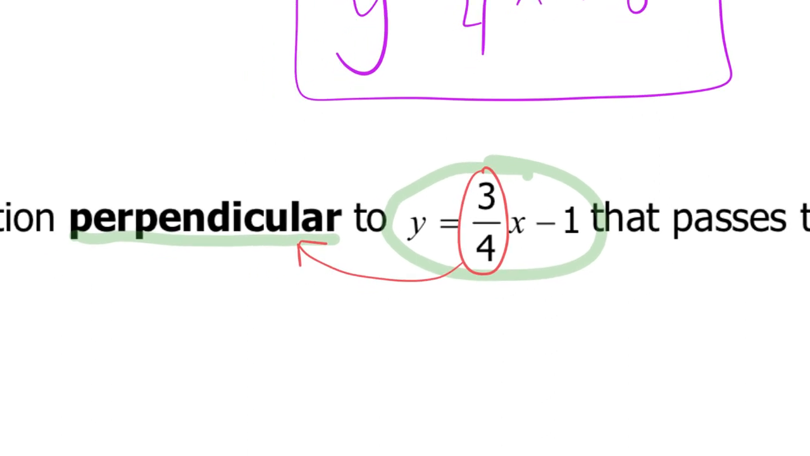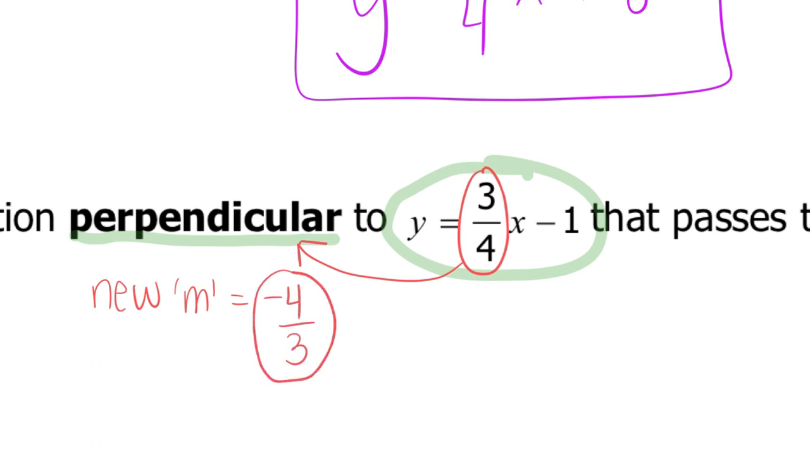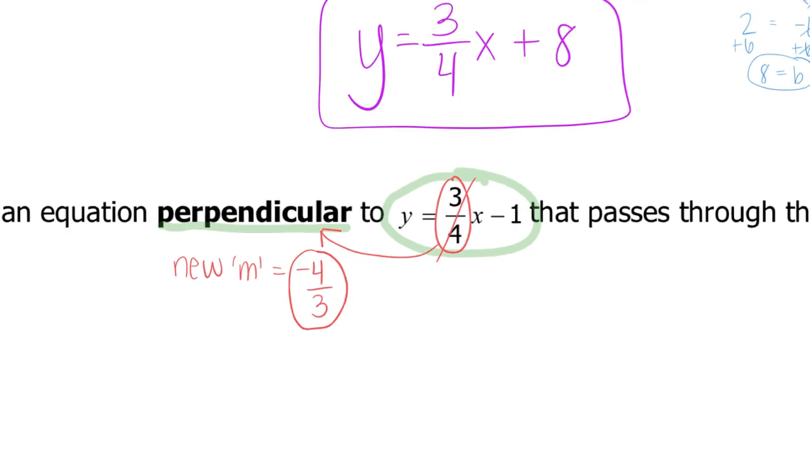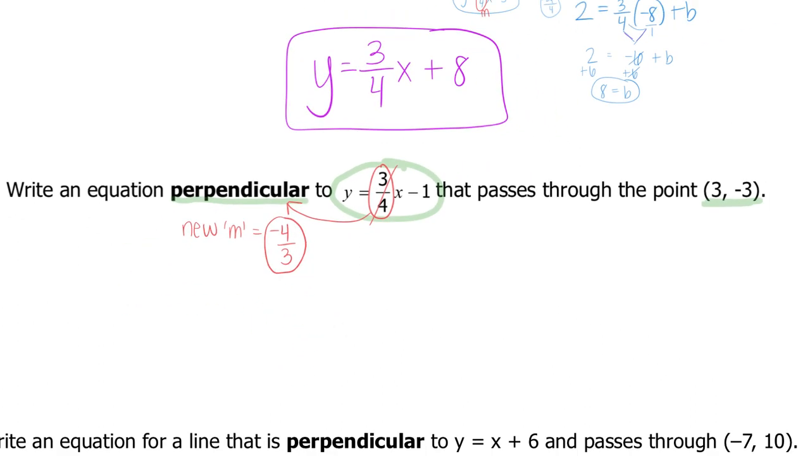So if you want it to be perpendicular, the new slope has to be completely opposite. Remember from the first page, we want to flip this upside down and make it negative. So the new slope is -4/3. So that's what we want to use. We don't want to use 3/4. We want to use -4/3. So here we go. Other than that, we're going to do it exactly the same.